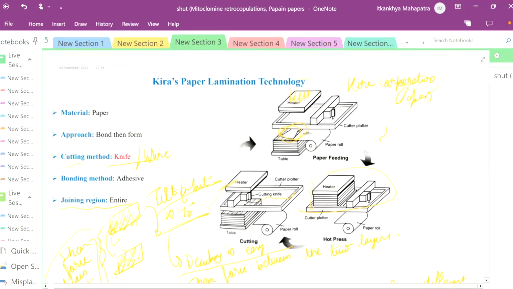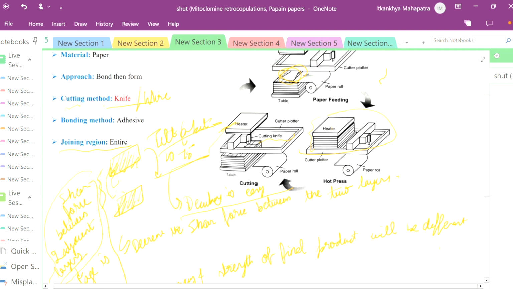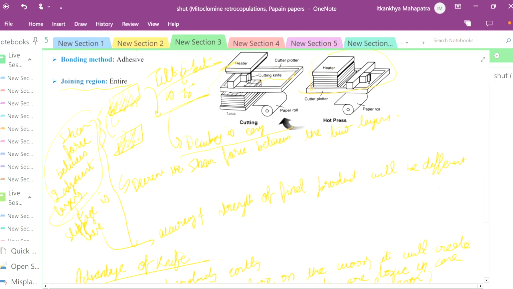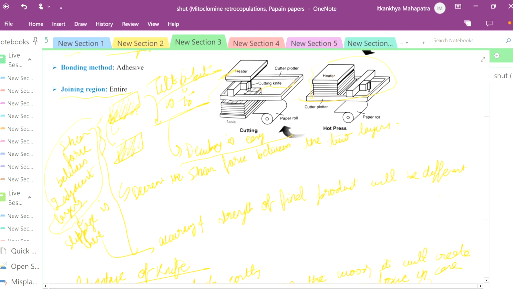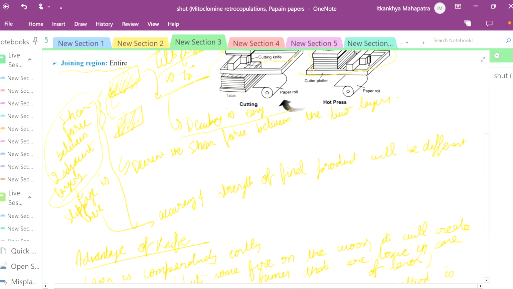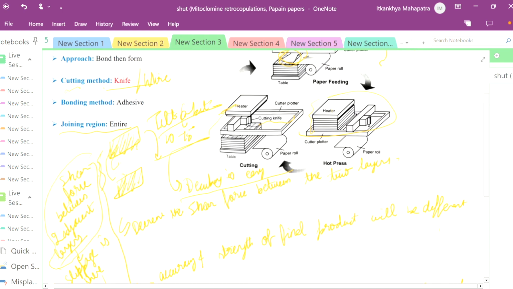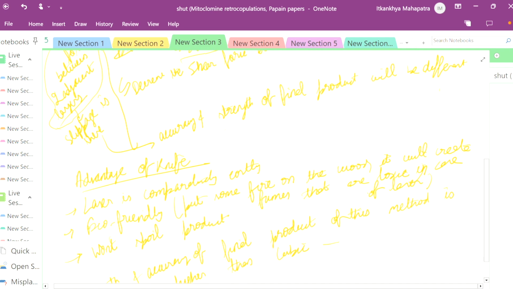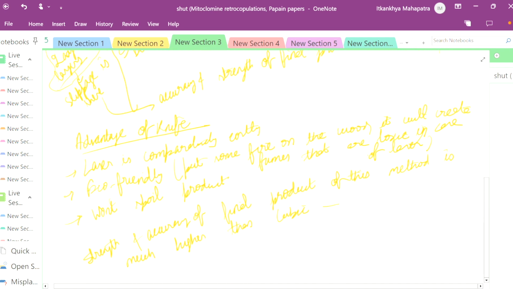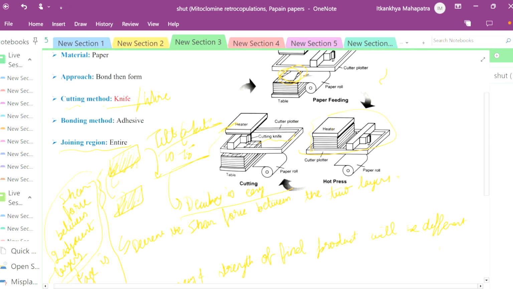So these were the salient points for Kira's paper lamination technology. One is that your cutting method is different; we have a knife here, and the joining region is entire here. We use some methods, the tilting, and we use the pressing mechanism rather than adhesive. The pressing is complete, and the strength and accuracy of the final product is much higher.